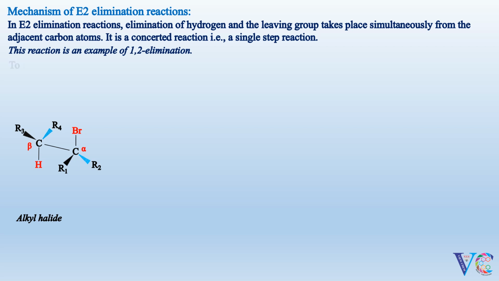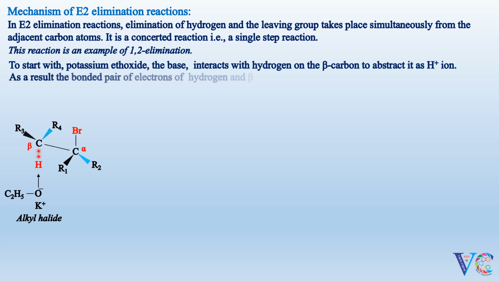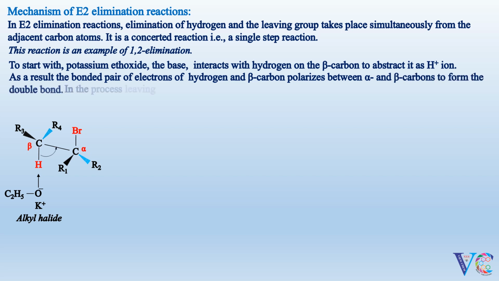To start with, potassium ethoxide, the base, interacts with hydrogen on the beta carbon to abstract it as an H+ ion. As a result, the bonded pair of electrons of hydrogen and beta carbon polarizes between alpha and beta carbons, to form the double bond. In the process, the leaving group departs with the electron pair.